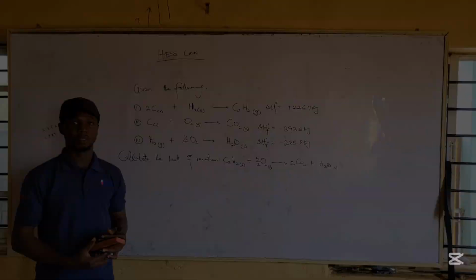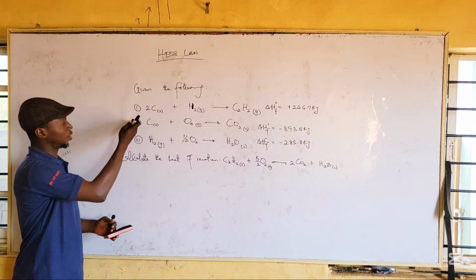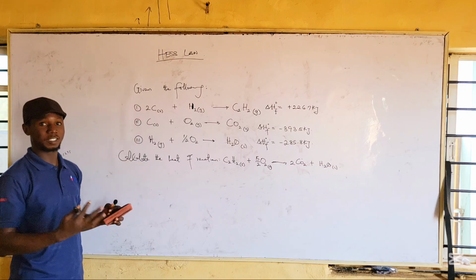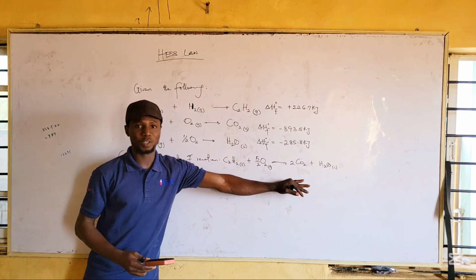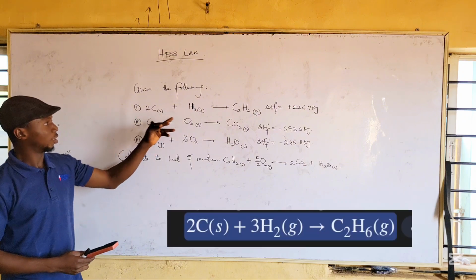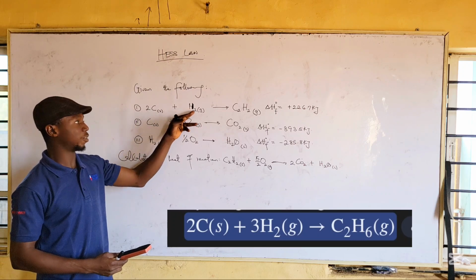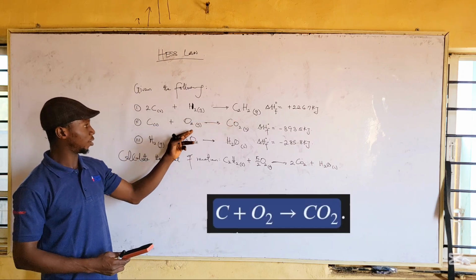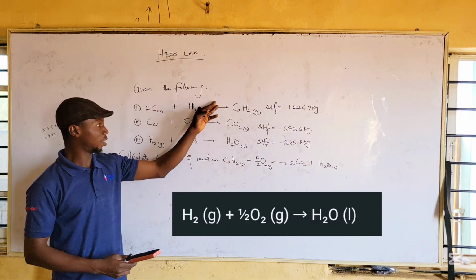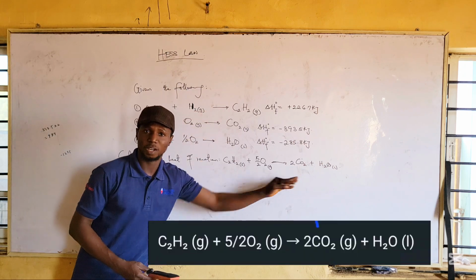Now look at this question. Considering an equation like this, you can see we're given these three equations. These three equations are like additive equations for the main equation that we have there. We have carbon reacting with hydrogen to give ethyne. We have carbon burning in oxygen to give carbon dioxide. We have hydrogen burning in oxygen to give water. These three reactions, their cumulative result makes this last reaction.